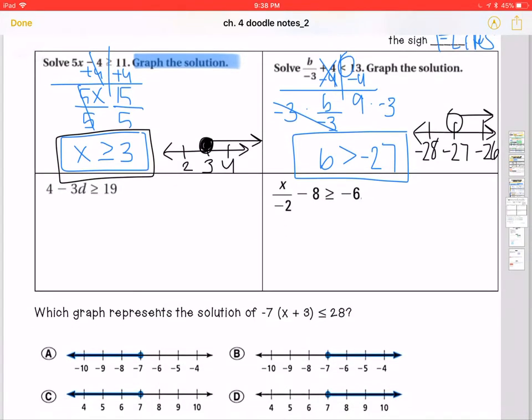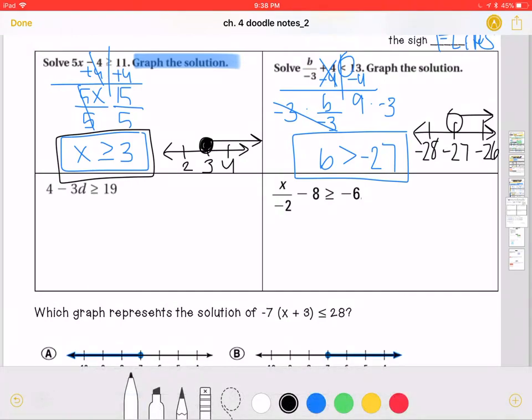All right, let's try these ones on the bottom. I just want us to solve them. We don't have to graph. If you want to go back in and graph, or pause and do a graph just to practice, go for it. It's really good practice. So let's take a look at this next one. 4 minus 3D is greater than or equal to 19.